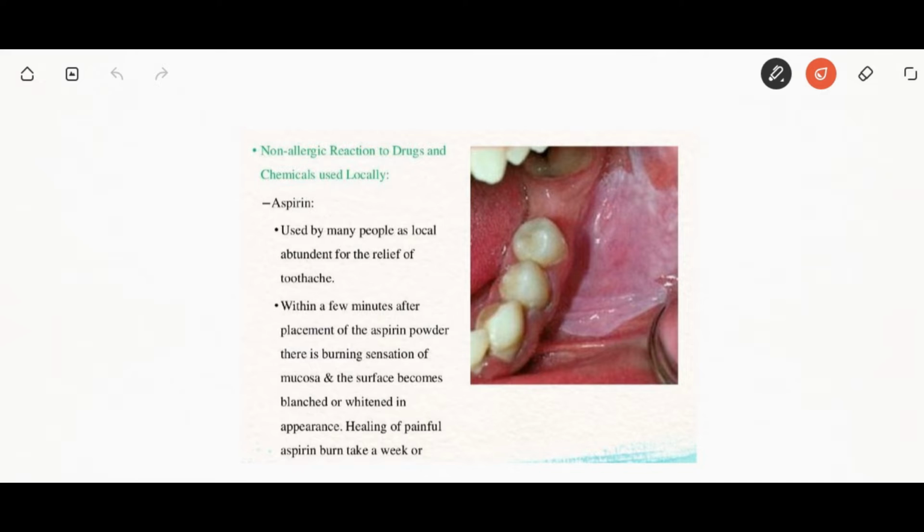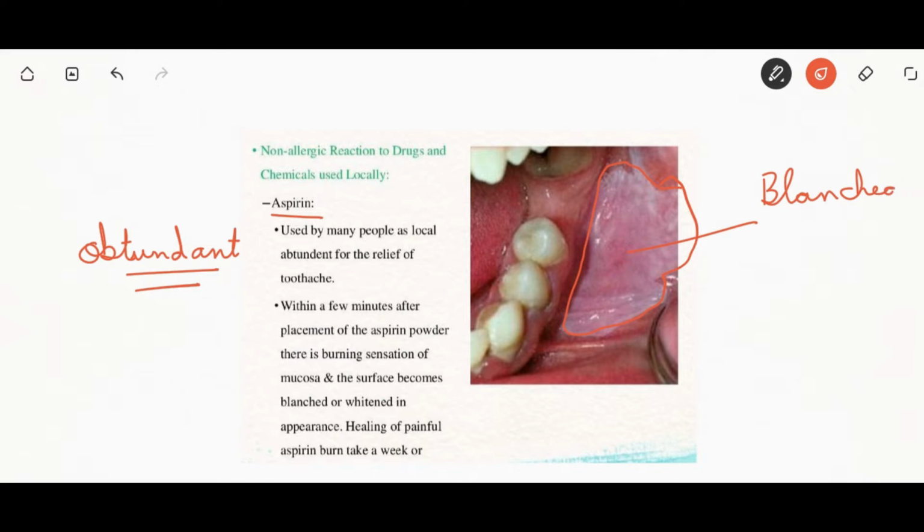The first is aspirin. Aspirin is a local obtundant that is mistakenly used by many patients for the relief of their toothache, but it is harmful to the oral mucosa if applied locally. Within a few minutes the patient will notice a burning sensation of the mucosa, and the surface will become blanched, that is whitish in appearance.